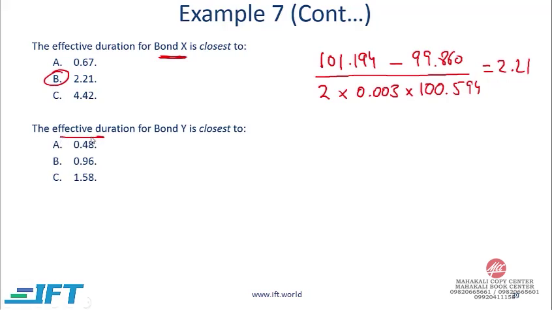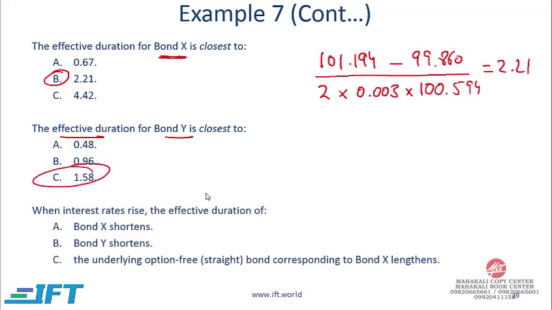Next, you need to find the effective duration of bond Y, and here again, if you simply plug the numbers into the formula, you should get 1.58. The next question is about what happens to the effective duration of the bonds if interest rates rise. To answer this question, I suggest that you quickly sketch out the bonds.